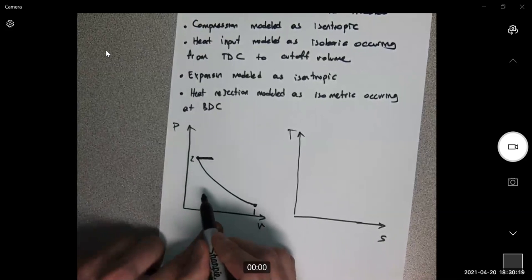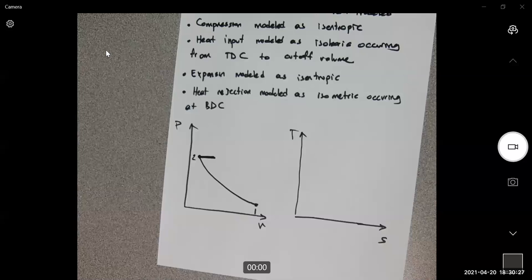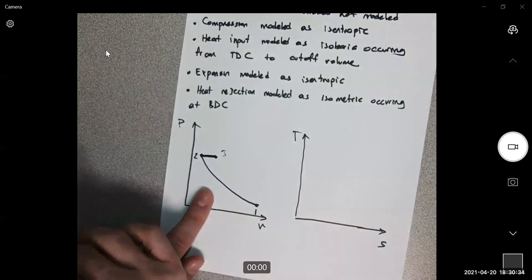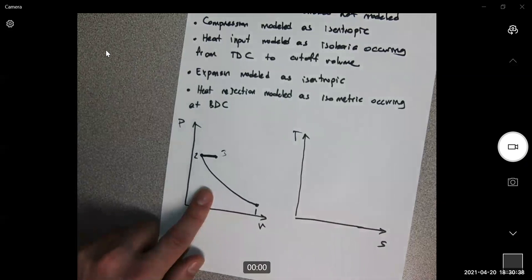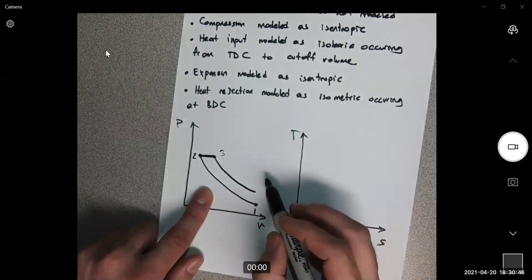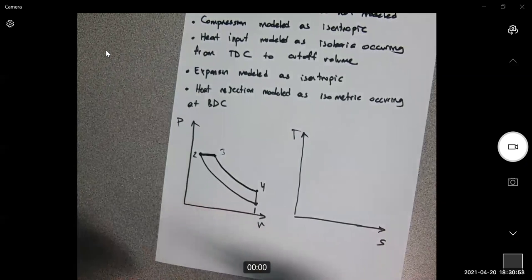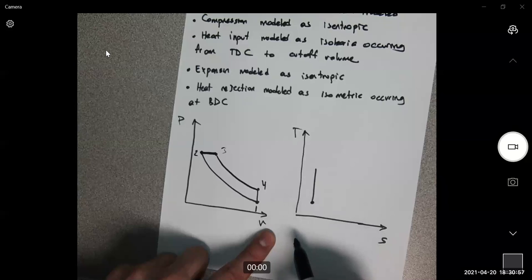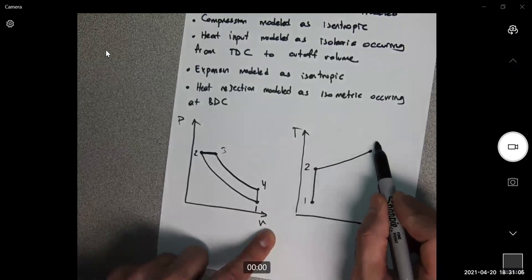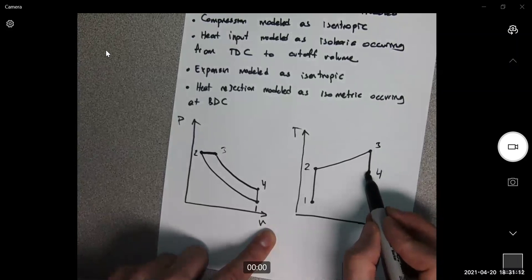From state 2 to state 3, there's both heat and work production in a diesel cycle. That's the difference from the Otto cycle. State 3 to state 4 is isentropic expansion, and state 4 to state 1 is isometric heat rejection. So state 1 to state 2 is isentropic, state 2 to state 3 is isobaric, and state 3 to state 4 is isentropic.